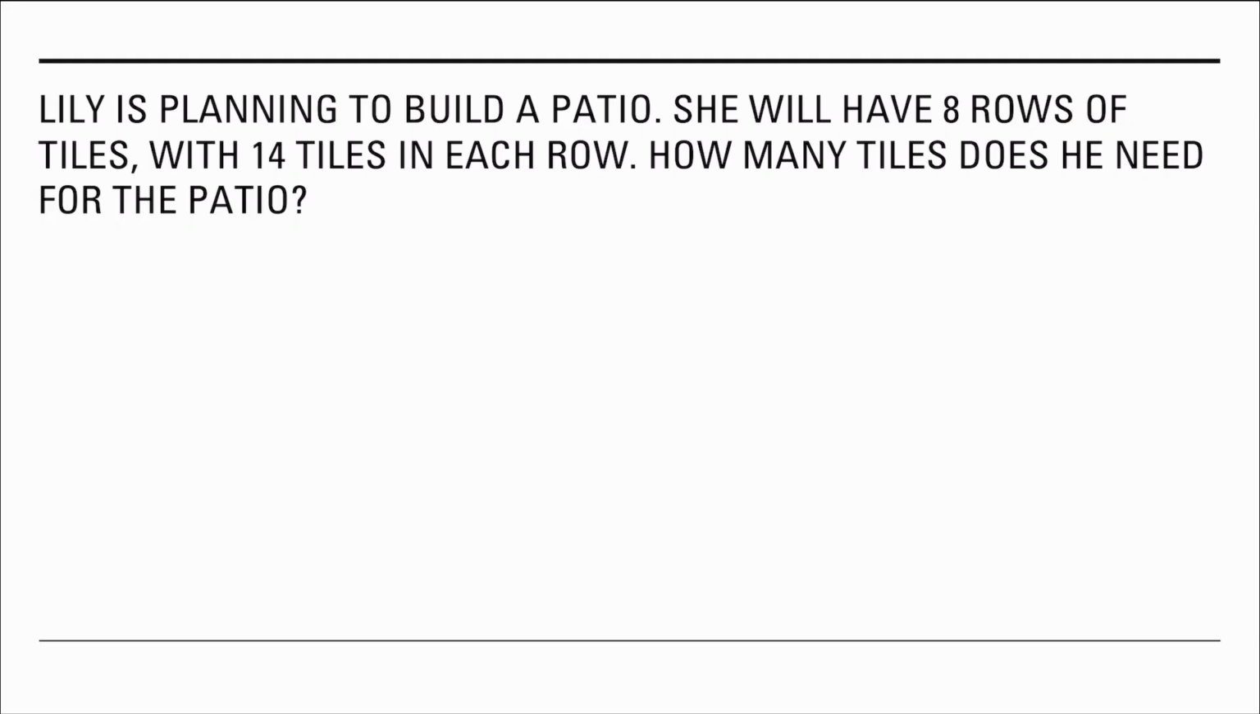And so if we have 8 rows with 14 tiles in each row, that says to me that we have 8 groups of 14. And so immediately I think of multiplication. So I'm just thinking we'll do 14 times 8, and that'll find out how many tiles we actually need. So we go 8 times 4, which is 32. Carry the 3, 8 times 1 plus 3 is 11. And so we need 112 tiles. And so we would say something like Lily needs 112 tiles for the patio.